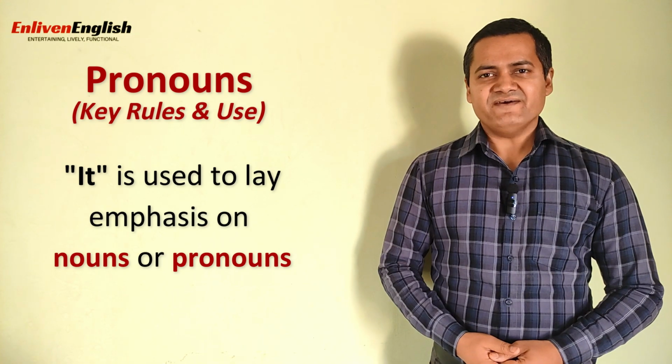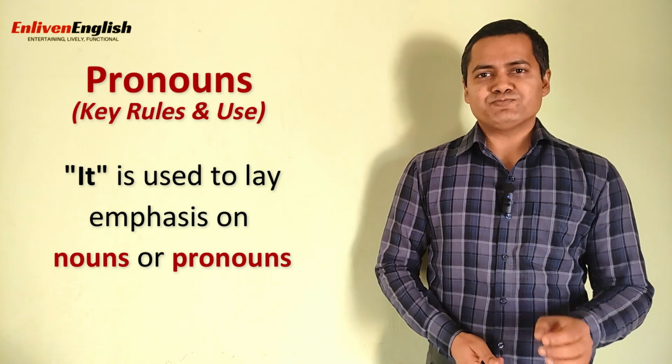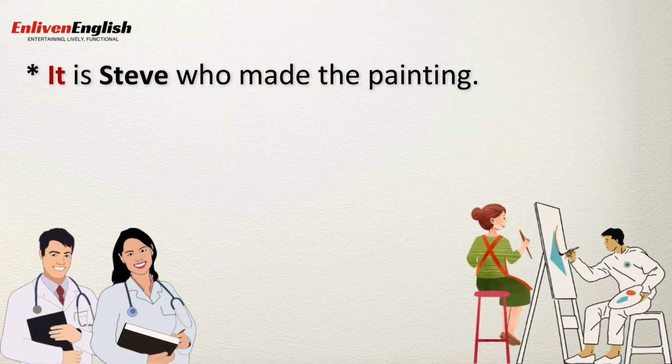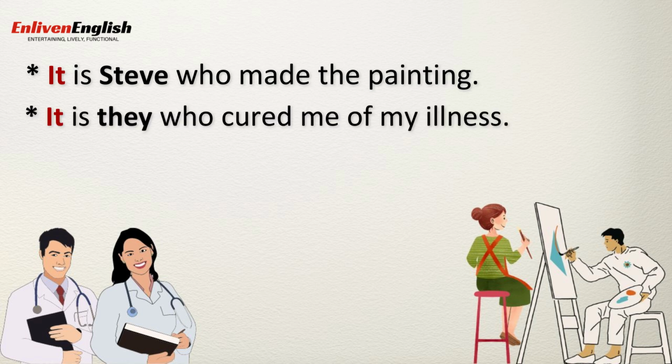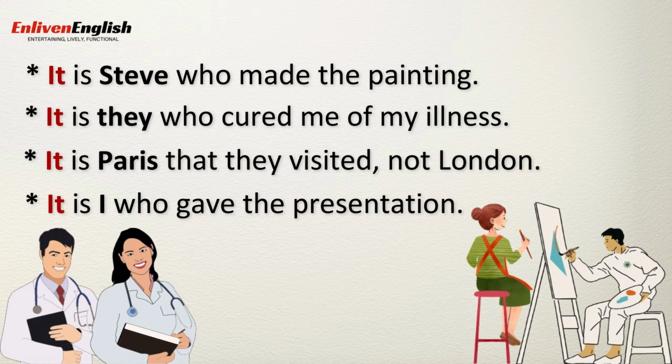If you want to lay emphasis on a noun or a pronoun, you can begin a sentence with pronoun it. For example, it is Steve who made the painting. It is they who cured me of my illness. It is Paris that they visited, not London. It is I who gave the presentation.